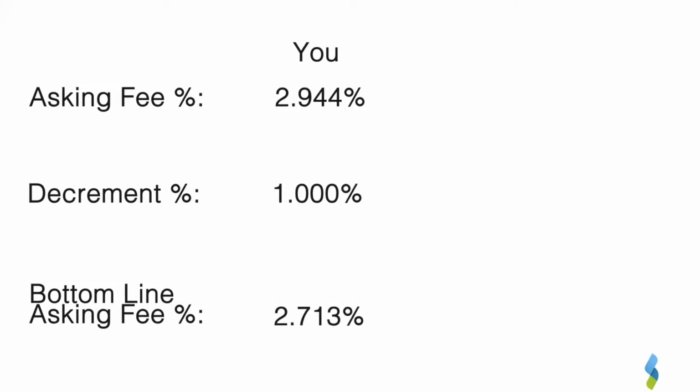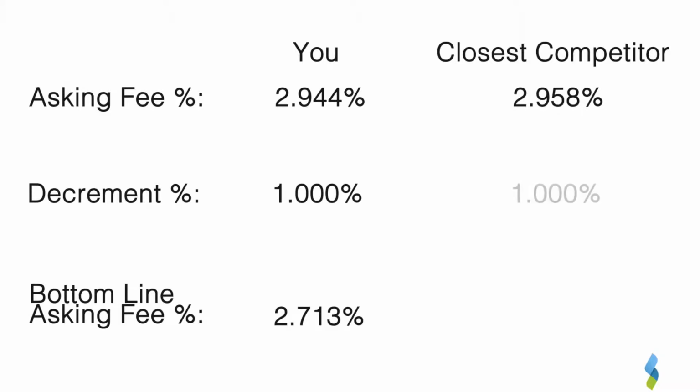Let's look at a quick example. Suppose that you've inputted 1% as your decrement percent. After being engaged by someone using PriceSetter and ending up the winner, your closest competitor has a bottom line asking fee percent of 2.886. Now, if we compare your bottom line with the next closest competitor, you're obviously the winner as yours is the lowest number.